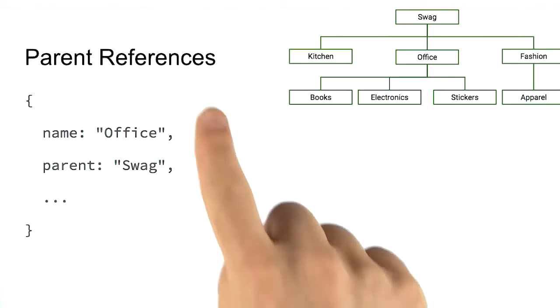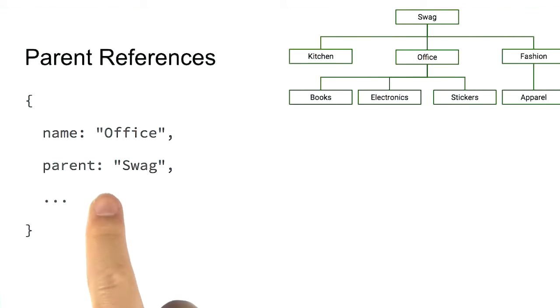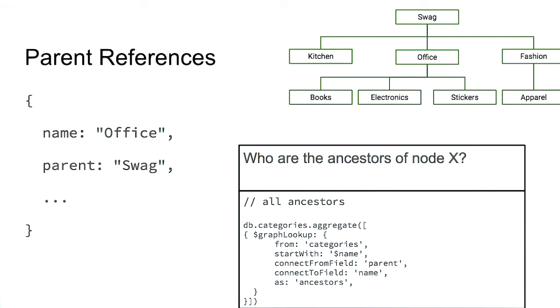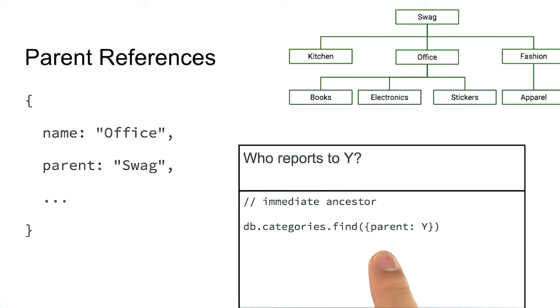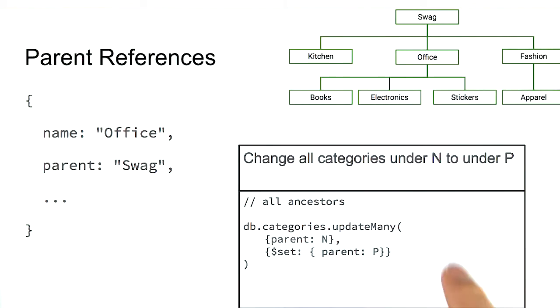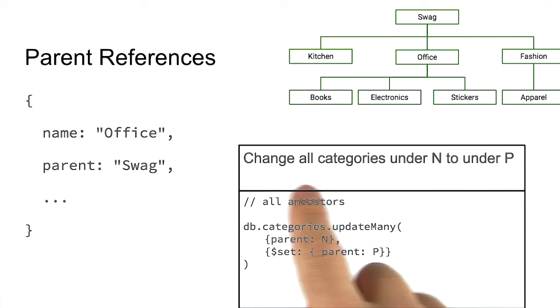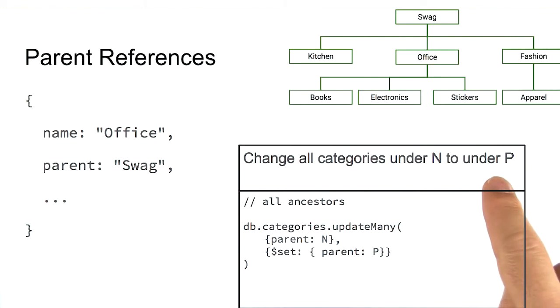In the case of parent references, the document holds a reference to the parent node in the tree hierarchy. We can collect all ancestors by running an aggregation pipeline with a graph lookup stage to retrieve all subsequent parents of the immediate parent, traversing the full tree. To find all reports of a given parent, we can run a find command matching for the parent and then retrieving all children nodes. In order to change all nodes that report to or are children of one parent, in other words, change all categories under N to become children of P, we can use an update operation.